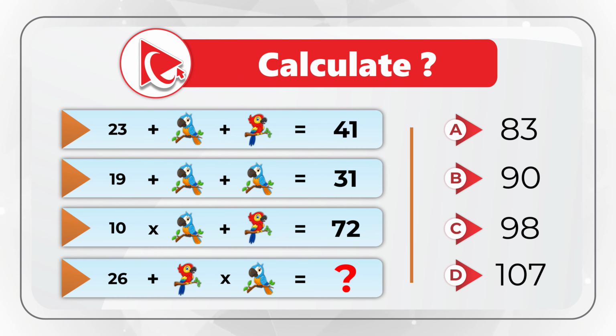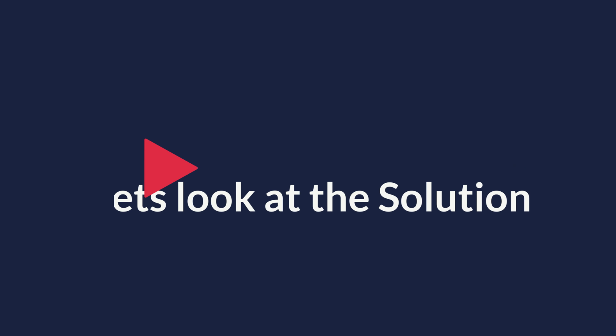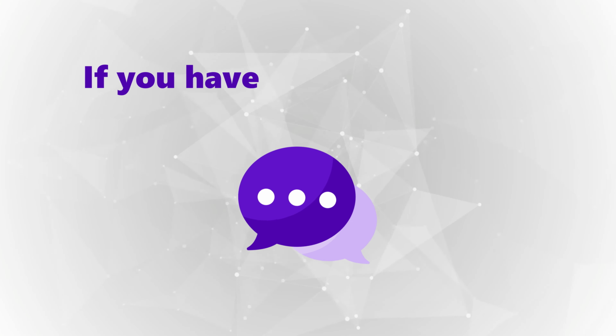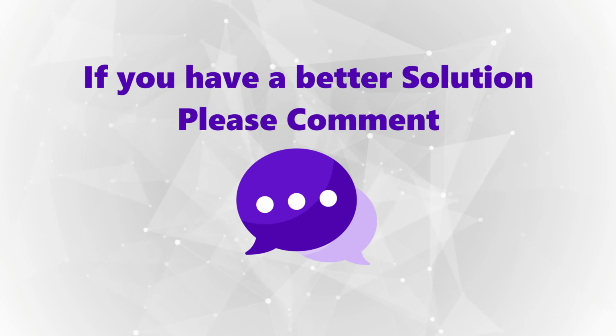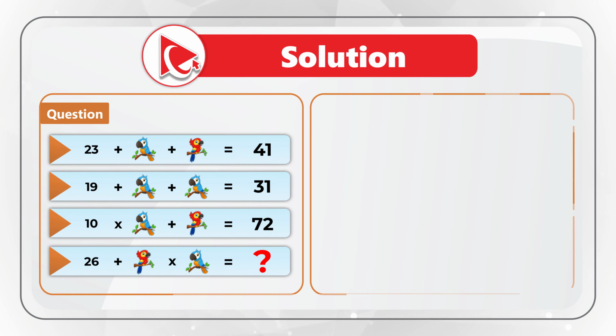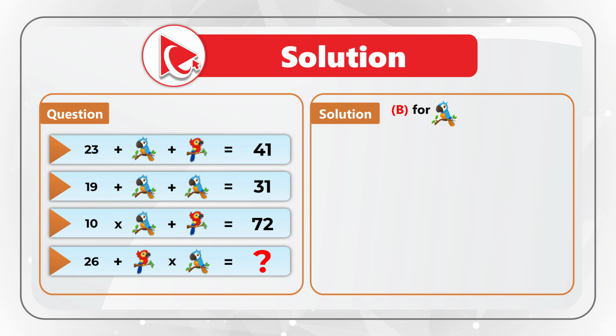Take a close look to see if you can calculate the answer. And on my end, I am moving forward to share with you my version of the solution. And obviously, if you have a better way to solve it, please make sure to post in comments so we can all learn. For simplicity, let's create variables. We will use B for blue parrot, and we will use R for red parrot.